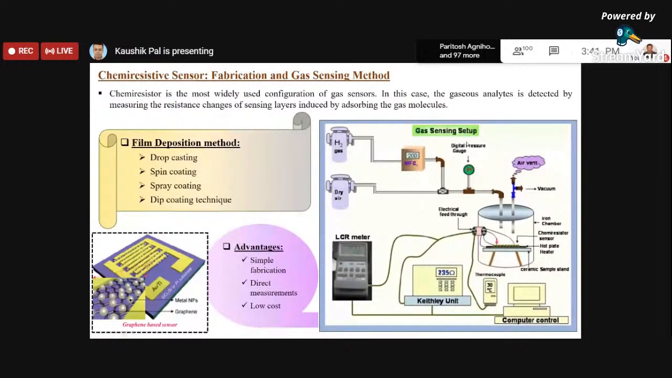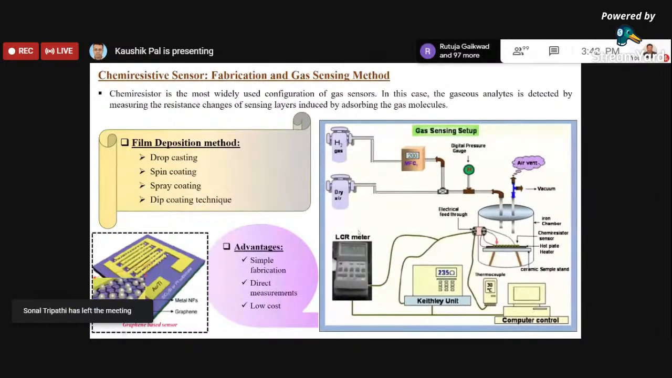So this is basically the gas sensing setup. You have the dry air, which is known as the carrier gas. You are purging the hydrogen gas. You have the MFC, the mass flow controller basically, which is controlling the flow inside the system. You have the digital pressure gauge. You have some air vent, because at vacuum you are measuring the resistance over there. Either you have the Keithley unit, an LCR meter, and thermocouples. You can raise the temperature up to a certain level, so with temperature also you can measure. And then you have the chamber with the chemical sensor, and the hot plate heater below it to heat up to a certain temperature.